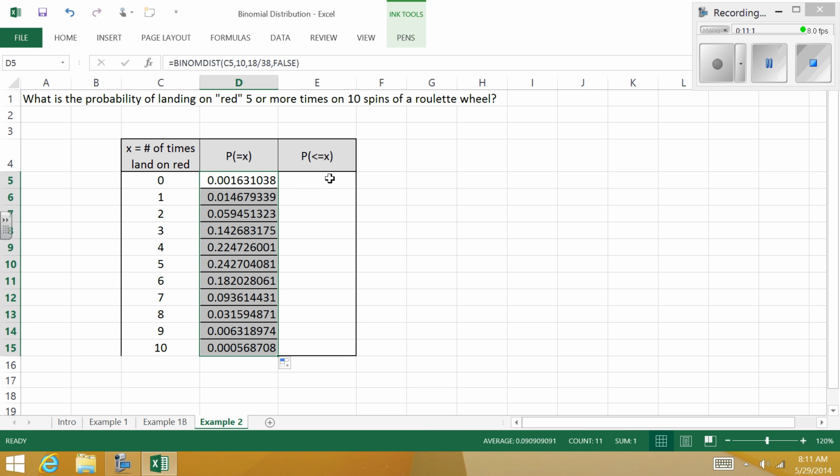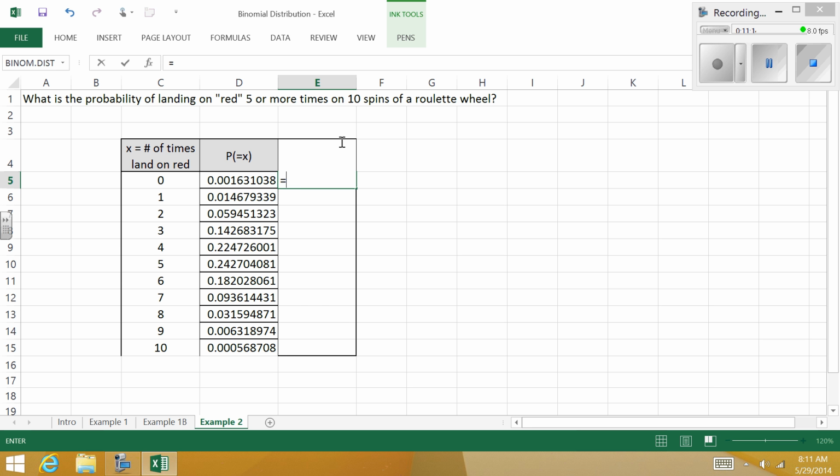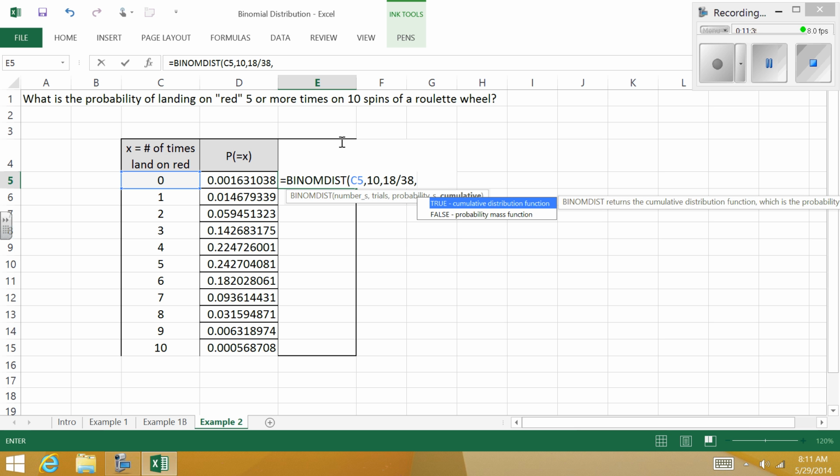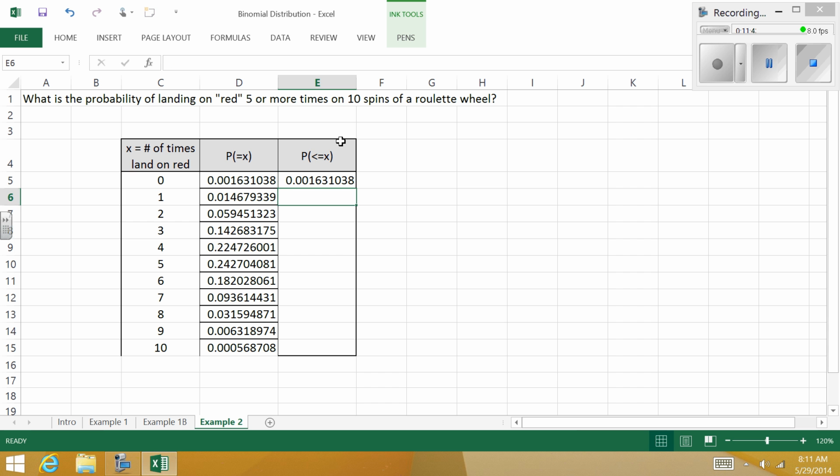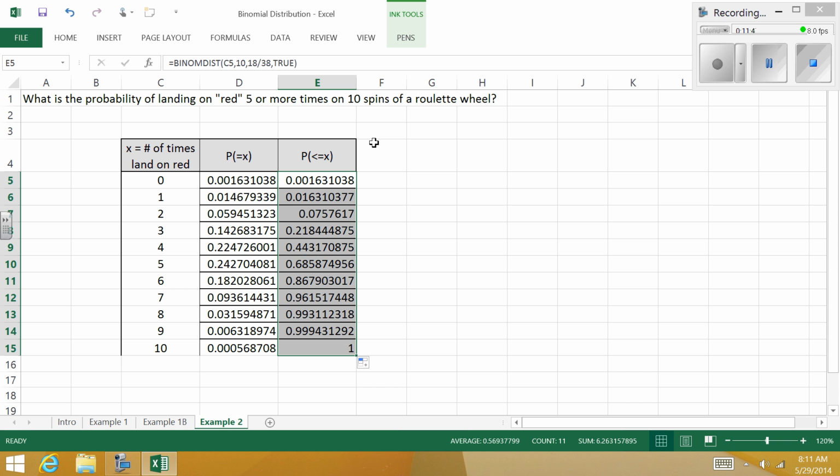Okay, and while we're at it, let's go ahead and do the cumulative table. So again, the cumulative table is going to give us a running sum. So we'll get the probabilities of less than or equal to 0 spins landing on red, 1 spin landing on red, 10 spins landing on red. 10 spins of the roulette wheel, probability on any one spin of landing on red, and then true. There we go. And that cumulative table should always end with 1.